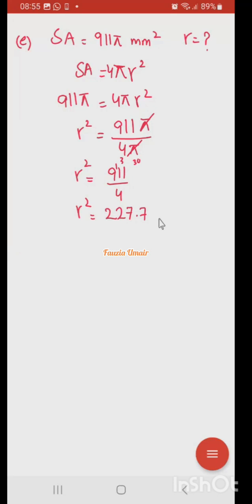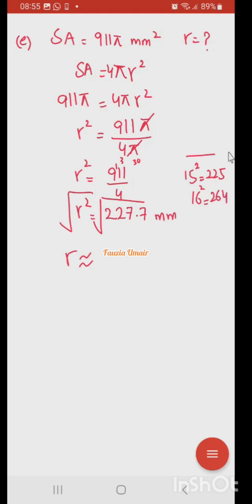So approximately this would be the answer, 227.7 millimeter square. So now take square root on both sides and we need to see which number is the closest number to this. 227, say. So we know that 15 square is 225 and 16 square, we just got to know, is 256. So it is close to 15. So that's why the approximated answer is 15 millimeter. Okay. So any question? Is it clear up till this point?